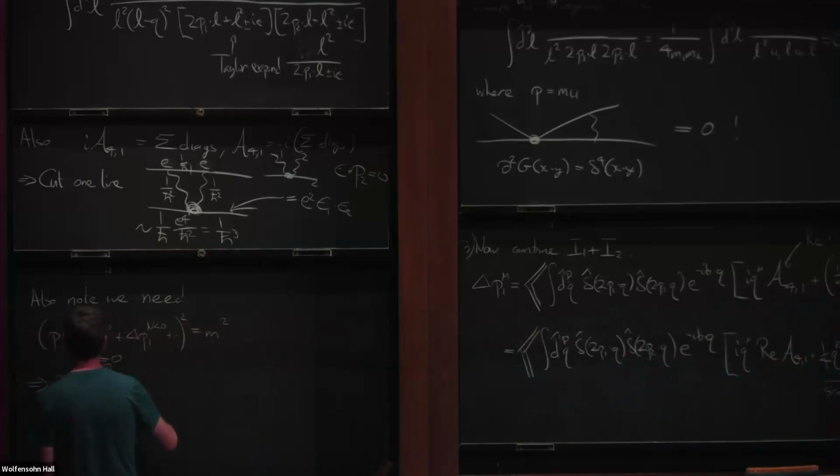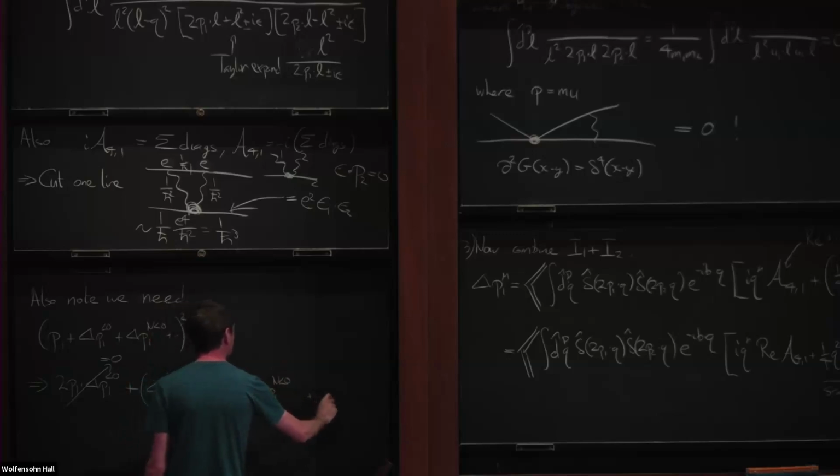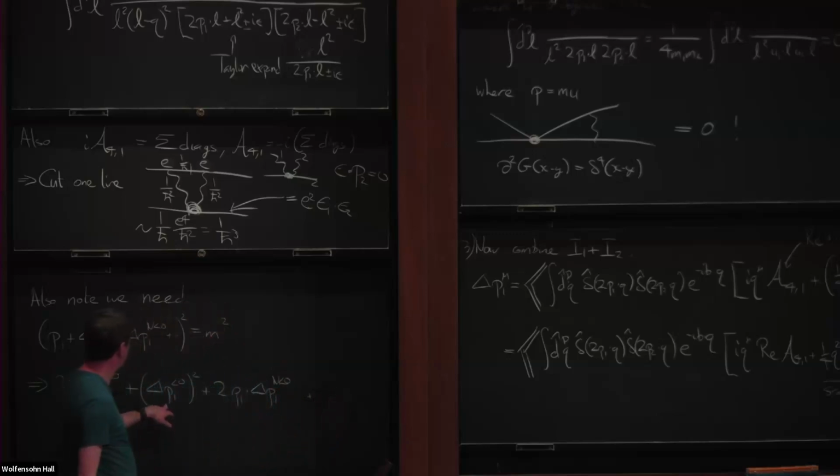So now when you go to the next to leading order, there are additional terms. There will be delta P1 leading order squared, and then plus 2 P1 dot delta P1 next to leading order. And now there are higher order things. So at next to leading order, at order e to the 4th or kappa to the 4th, these are the only 2 terms that you're going to encounter. So they must cancel.